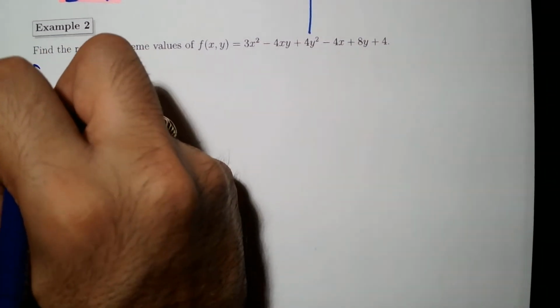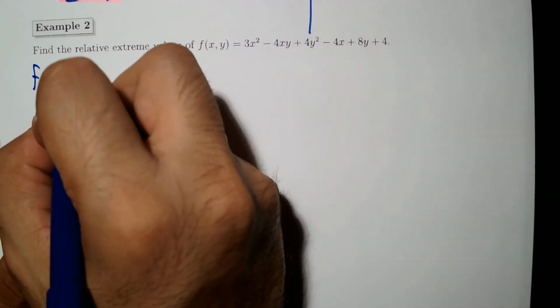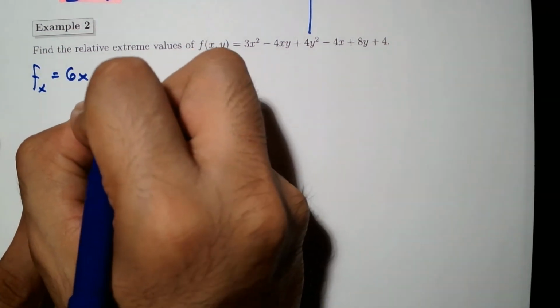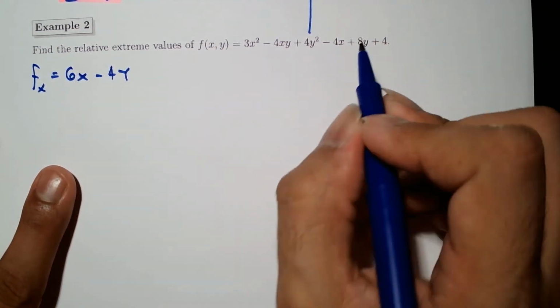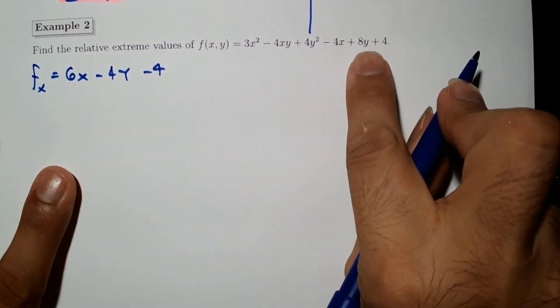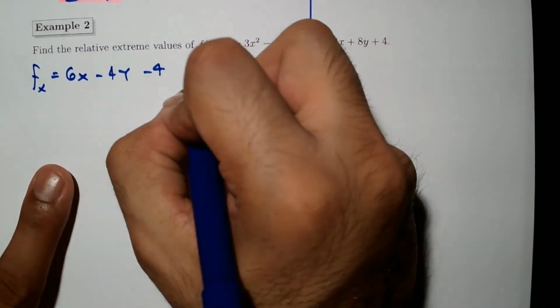First thing we do, take the first partial derivative with respect to x. That'll be 6x, and then minus 4y. And then over here, the derivative of negative 4x is negative 4. Everything else, like x, y, and the y squared, are considered constant.